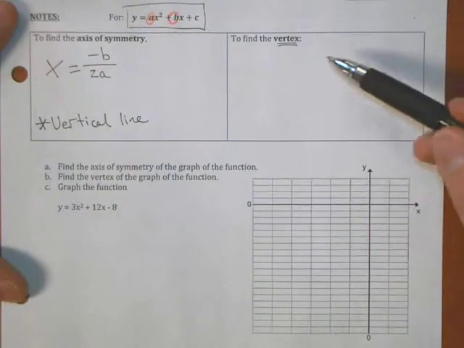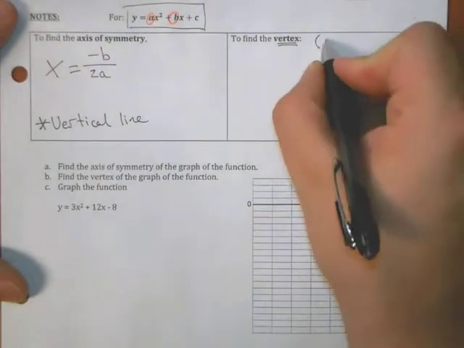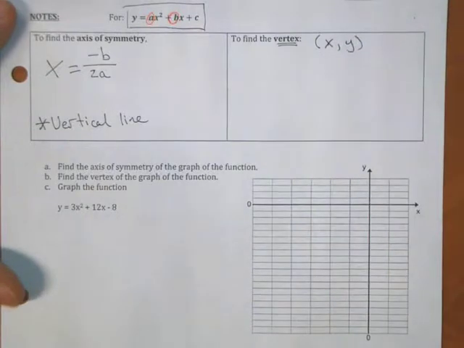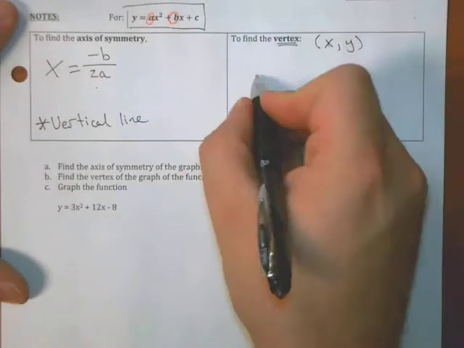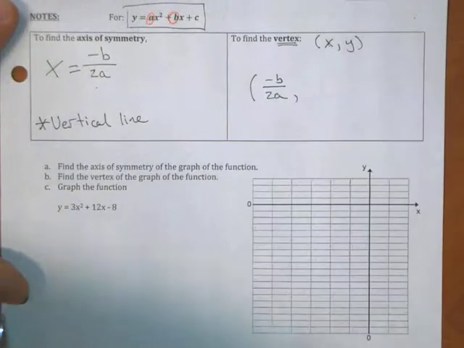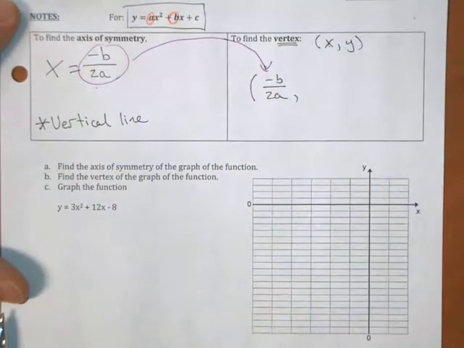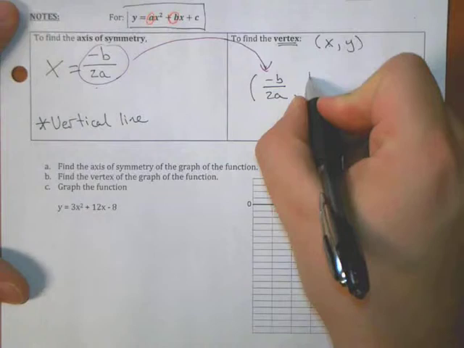Okay, we had this other important piece that Nate mentioned earlier, the vertex. That's the highest or lowest point, and it's a point, so it's got an x and a y. To find the vertex, it's not so bad. The vertex is always on the axis of symmetry. So the x-coordinate is always whatever you got for the axis of symmetry. You've already found it once, so you don't need to do it twice. Plug the x value in here for the x. And the y is?